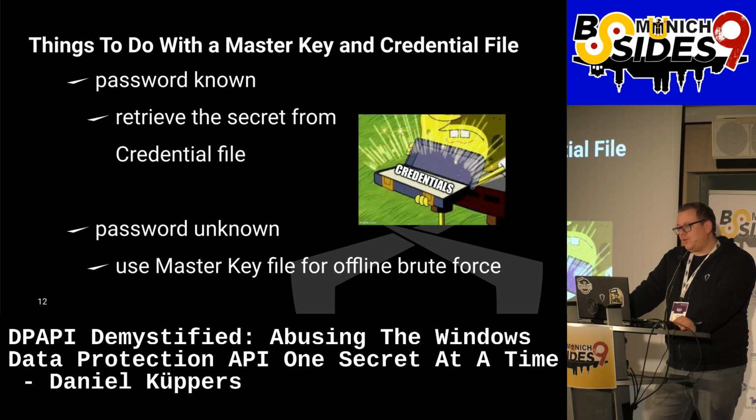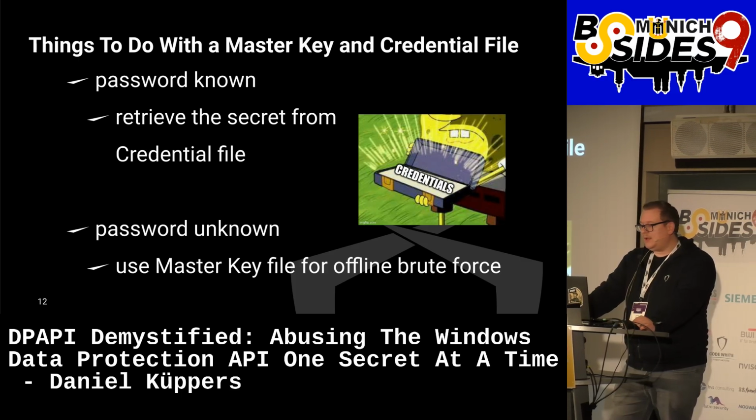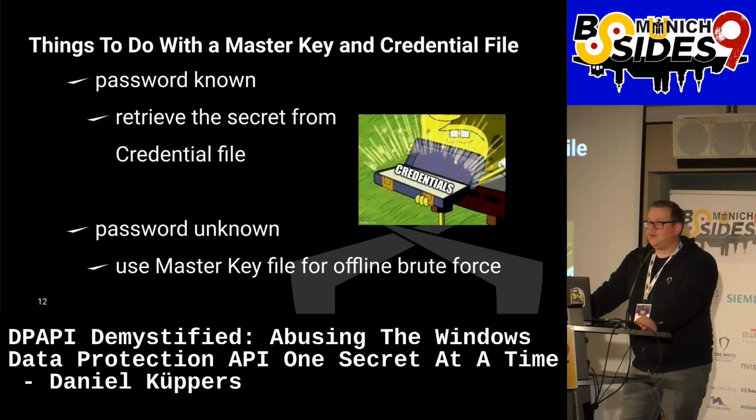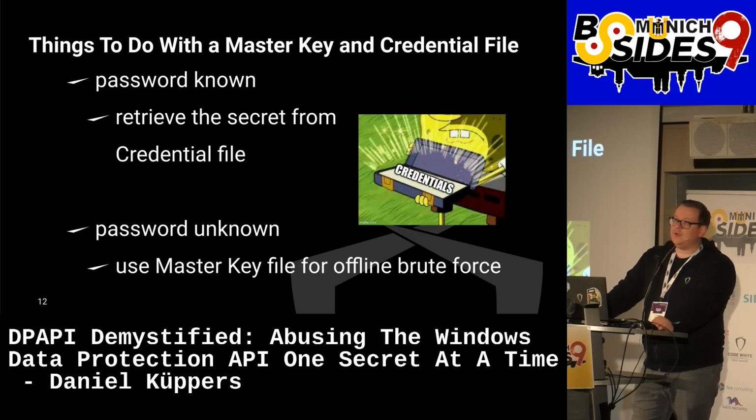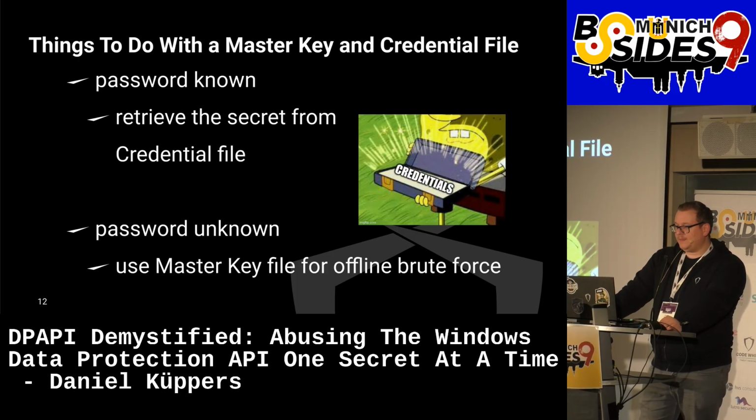We assume that we want to extract the files for offline usage for now. And if the password is known, we can decrypt the master key, use the master key and the user's security identifier, which is crucial, to decrypt a credential file, and then we can enjoy the plaintext credentials.